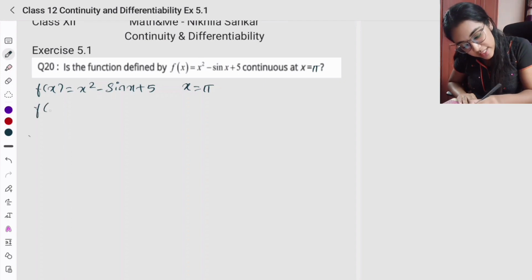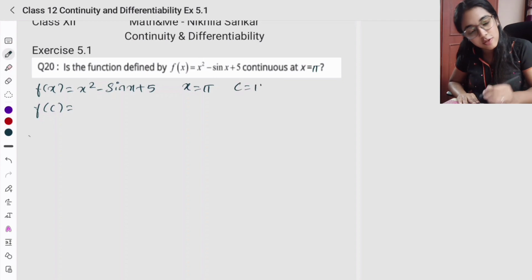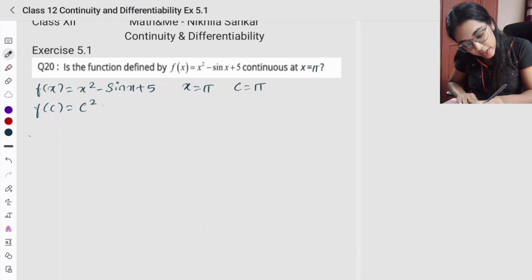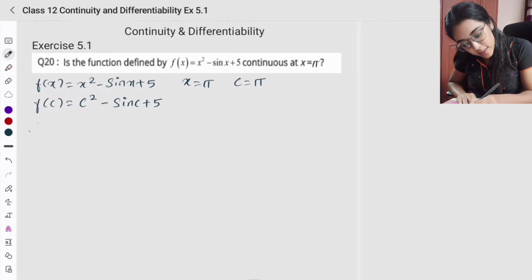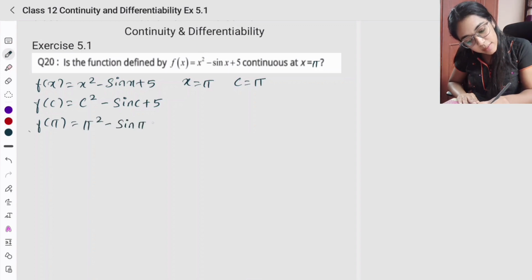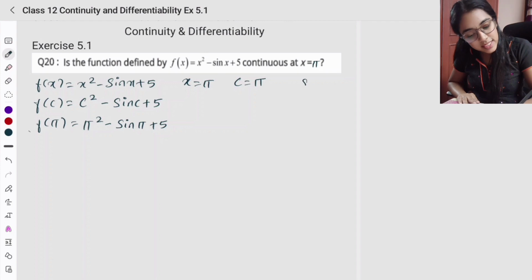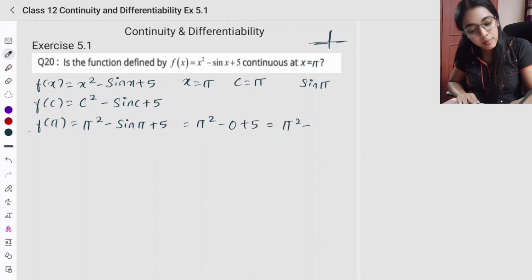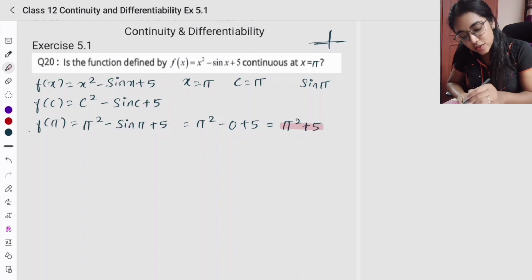Okay, so what is my f of c first? So x is equal to pi, so the c value is also going to be pi. What is my f of c? C square minus sin c plus pi. So now what happens when I substitute the value of pi? I'll have pi square minus sin pi plus pi. What is my sin pi? When we saw the quadrants here, sin 0 is 0, sin 90 is 1 and sin pi is again 0. So I'll have sin pi to be 0. So I have pi square minus 0 plus pi, which is pi square plus pi. So this is my f of c. We found f of c. Okay, so let me mark this.